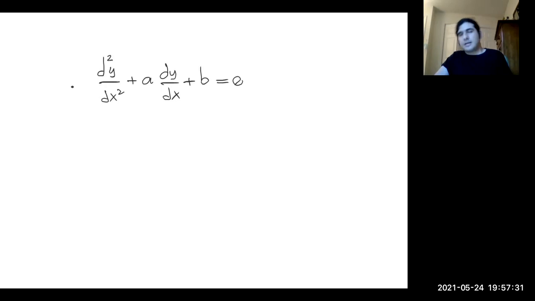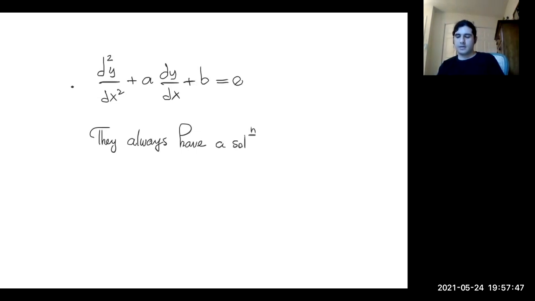Now the point is that these equations always have a solution of this form: y equal to e to some number k times x. There is always such a solution to this equation. So the point is only to find k.